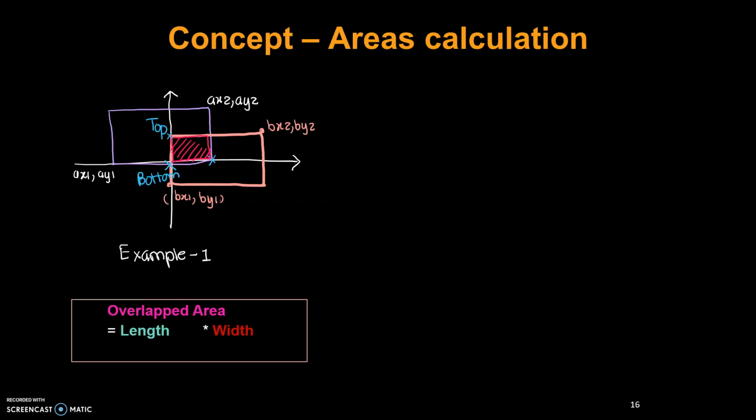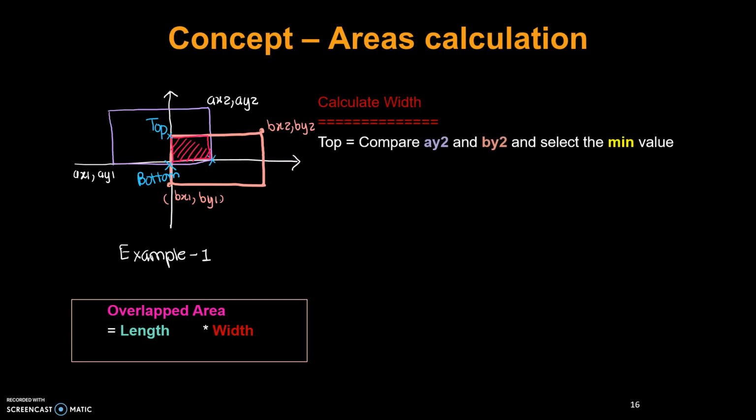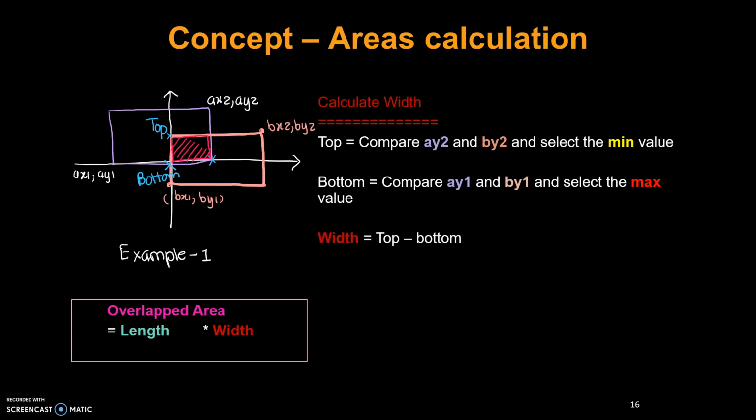How about the width? For the width, we need to know the top border and the bottom border of the overlap. We do exactly the same thing as we did for the length, but the values we compare are different. To get the top value, we compare ay2 and by2, and from the visual representation we can see that we need to select the minimum. Same for the bottom, we compare ay1 and by1, and we select the maximum. To get the width, we simply subtract these 2.